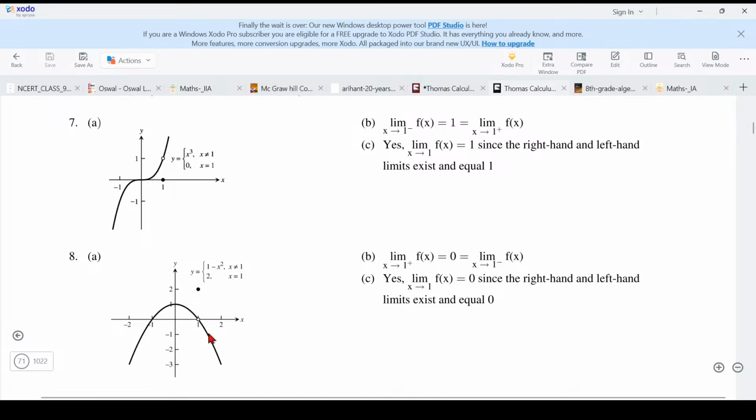Now limit x tends to 1 plus. What is the value? When you are approaching 1 from the right hand side, what is the value you are approaching? Are you approaching this point? When you are saying 1, that means you are approaching this point, right? You are approaching 0. When you are approaching 1 from the left hand side, what is the limit?